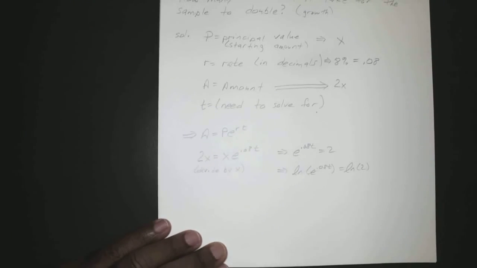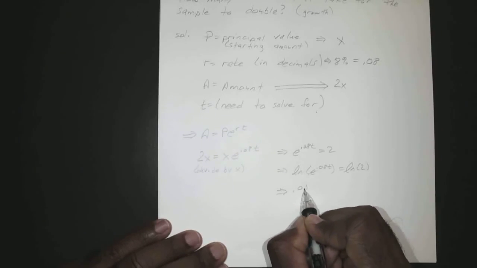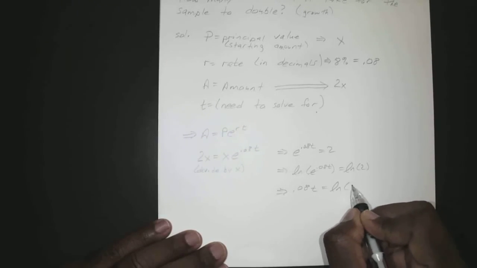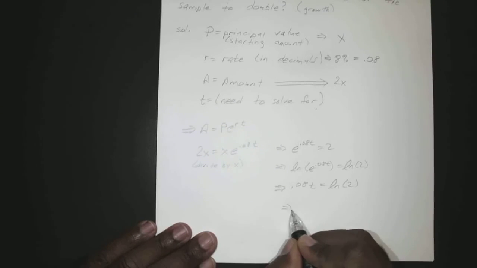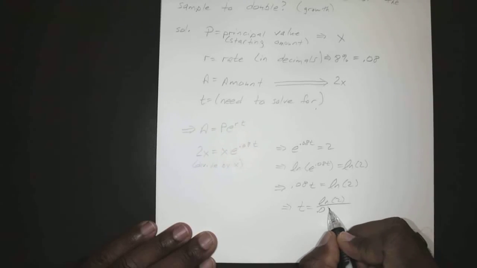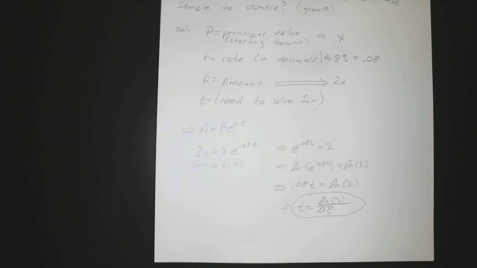All right, so those two kind of just cancel out. 0.08 t equals natural log of 2. So t equals natural log of 2 over 0.08. All right, so any questions on that one?